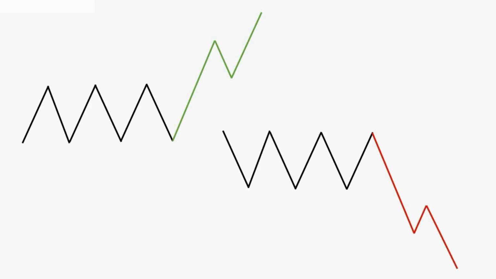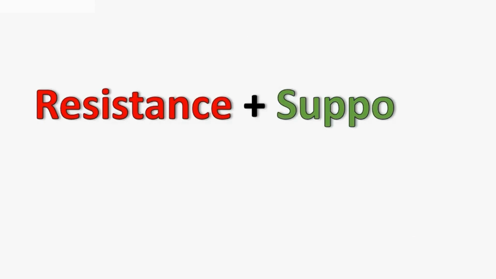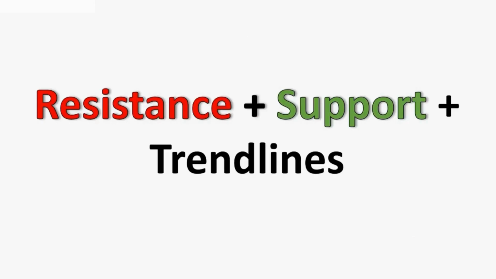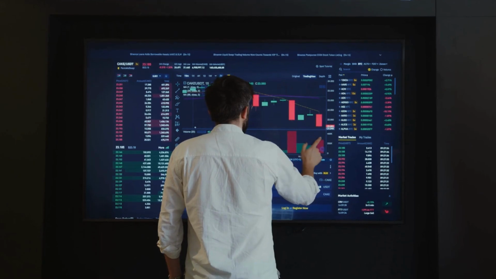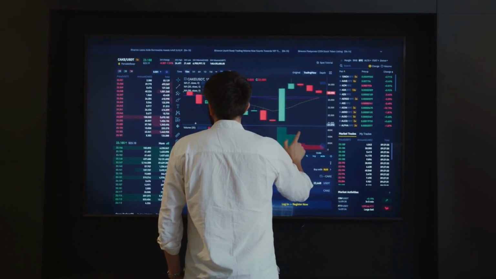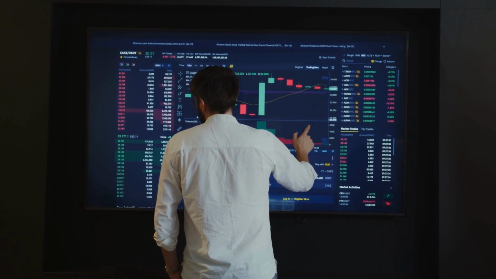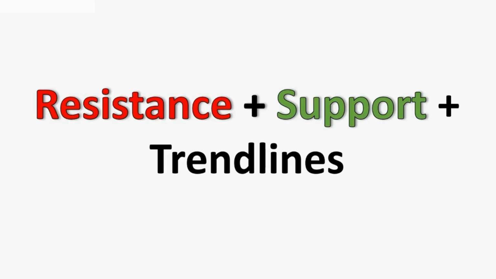And in this pattern, we are going to use a combination of resistance plus support along with trend lines. That's right, we are going to use these three tools in this chart pattern. And we will be finding various trading opportunities that can help you make good returns in the stock market. So make sure that you're watching this video till the end, do not skip it.